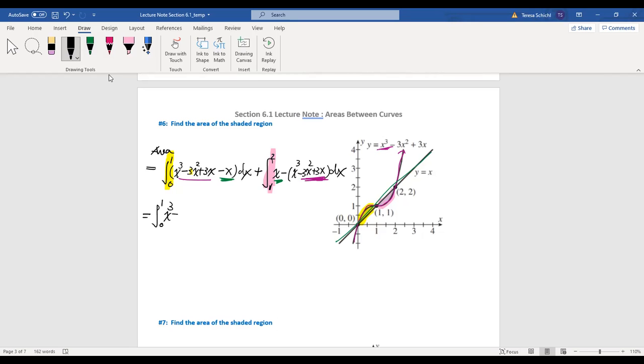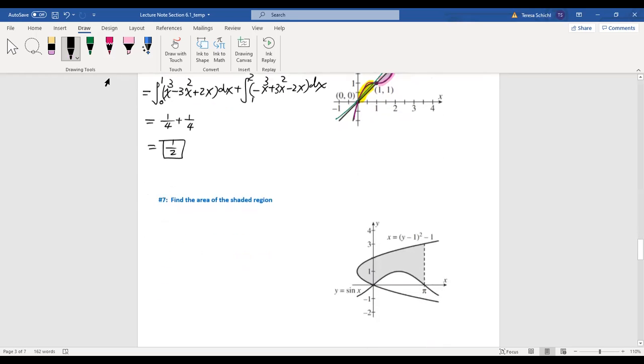So this is x cubed minus 3x squared plus 2x dx, and plus the integral of minus x cubed plus 3x squared minus 2x dx, right? Then you can use the integration, so it turns out to be 1/4 plus 1/4 equal to 1/2. Yeah, right. So this one is pretty straightforward. We just need to be careful when we do the regions here.